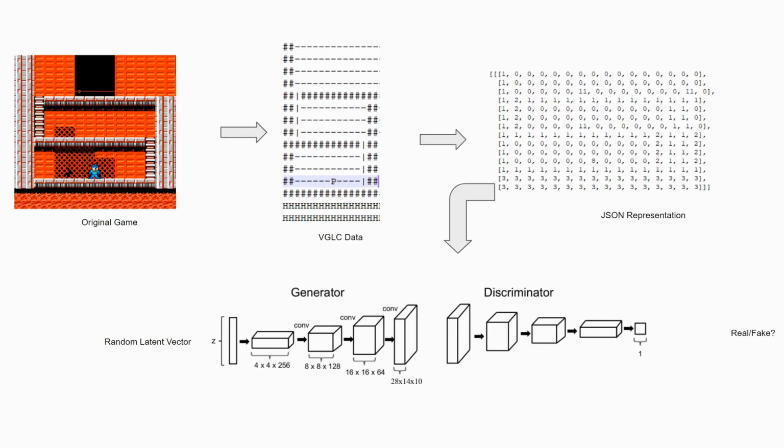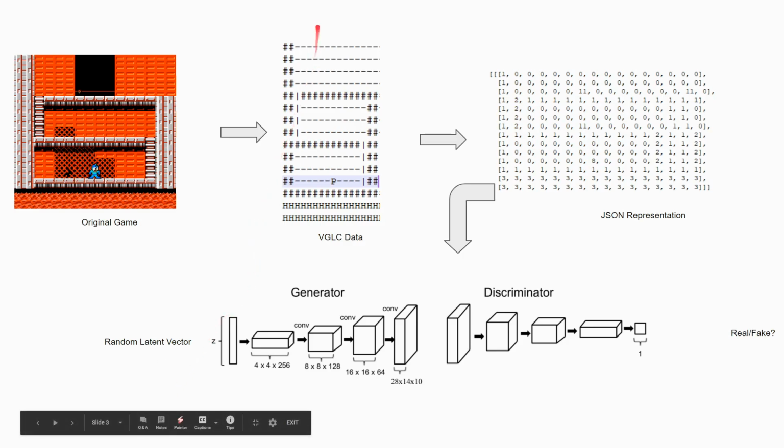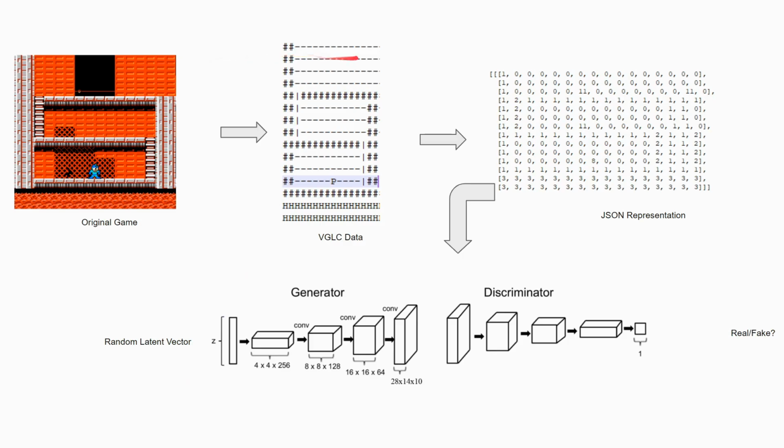This summer, we explored PCGML using the original Mega Man levels as data. The video game level corpus contains data representing a variety of early video games using symbols. As you can see here, the pound sign represents a solid block tile, the dashed line represents an air block, the bar represents a ladder tile, and so on and so forth.